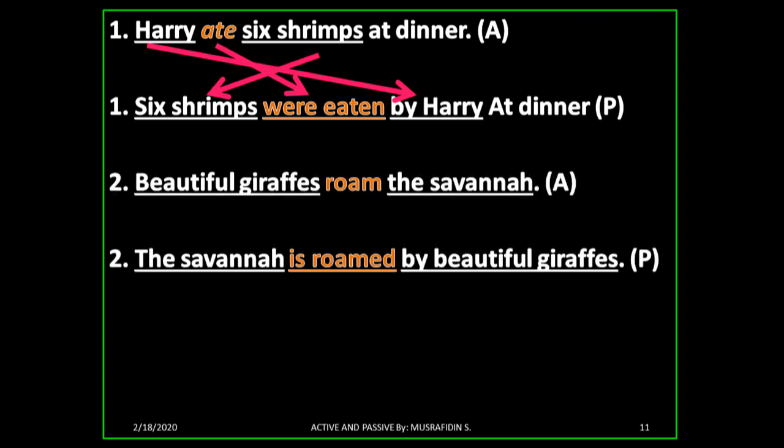Second example. Beautiful giraffes roam the savannah. Then, roam is verb 1. Therefore, is MR verb 3. Because the savannah is singular, then we have to be is. Beautiful giraffes become the object.